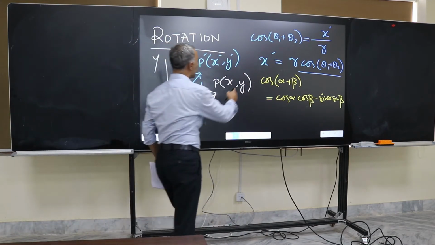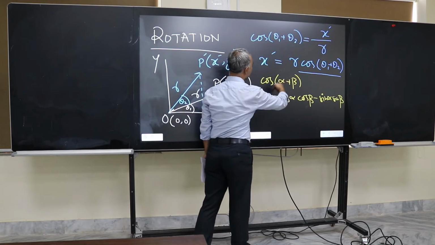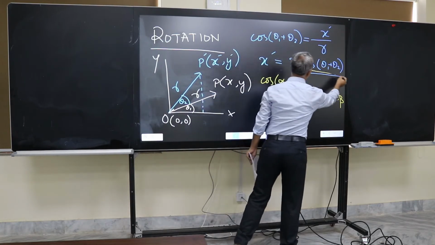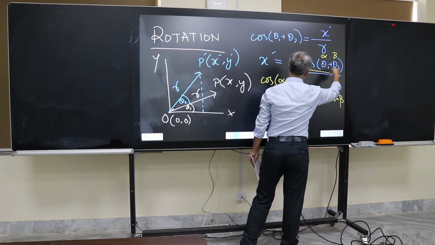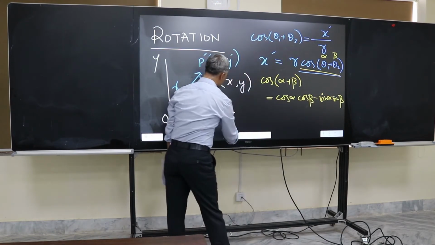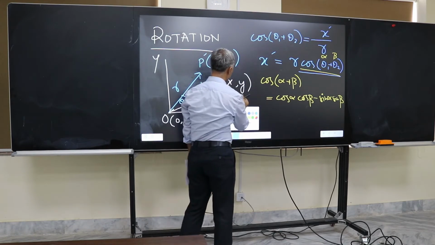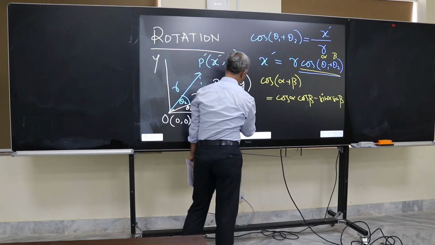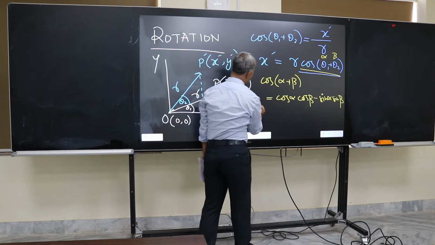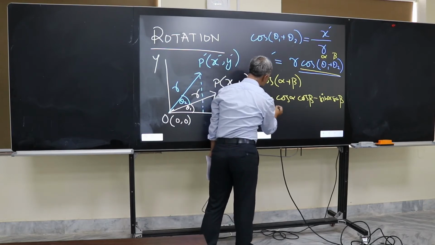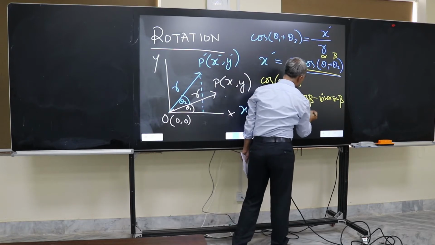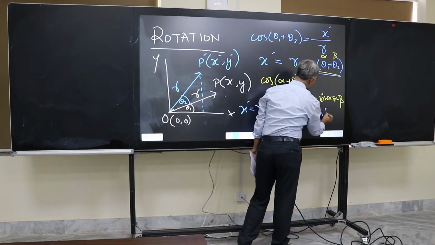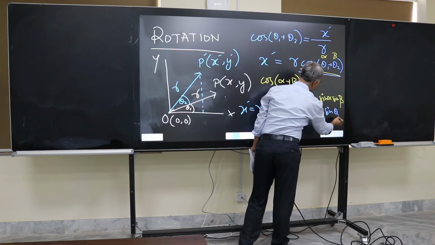So you need to substitute there, and expand it. Then your new vector x prime is R cos theta 1 cos theta 2 minus R sine theta 1 sine theta 2.